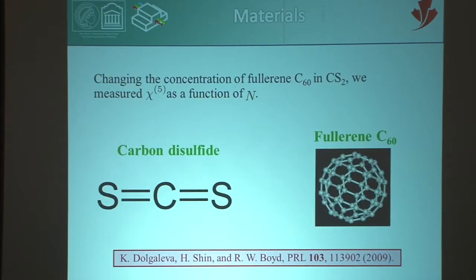And I chose a system to work with: carbon disulfide, a disgusting fluid, to be honest with you. It smells horribly. And fullerene C60, diluted in carbon disulfide. It dilutes very nicely. They have nonlinearities of opposite signs, and they are both highly nonlinear. And it was relatively easy to work with.